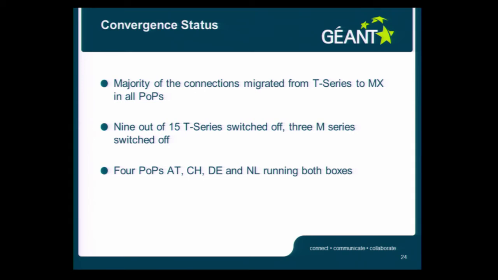So the convergence status so far is, as I said, in some of the POPs we were able to see that we've got two different equipment doing the same thing, and we can do with one equipment rather than using two. So on the majority of the POPs we've moved the connection from T series onto the MXs, and then we have switched off about 9 T series out of 15 in the POPs here, and 3 M series have also been switched off. This has resulted in quite a lot of savings as well, because the T series are quite expensive to maintain.